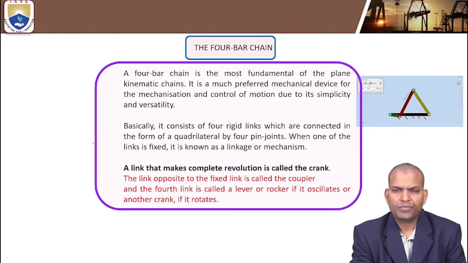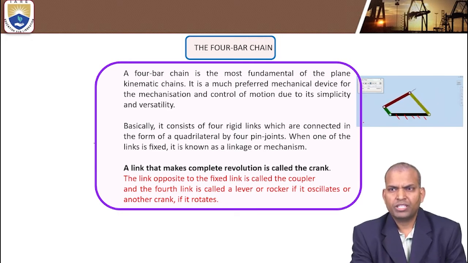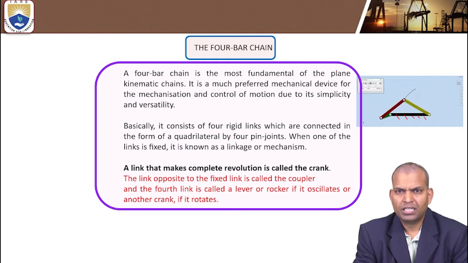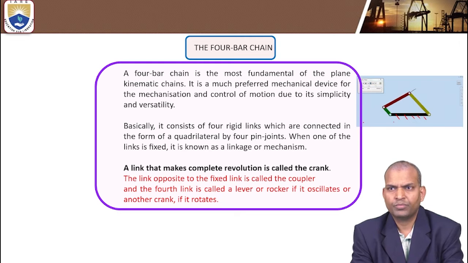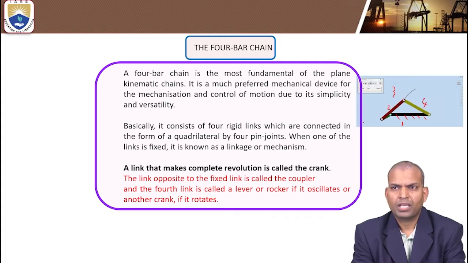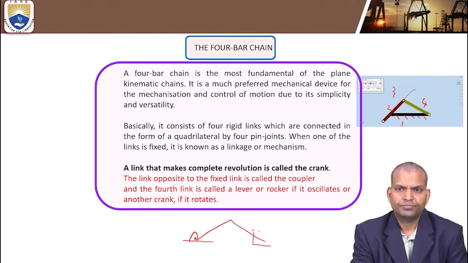Very, very important. When this 4-bar chain has 4 turning pairs, one of the turning pairs, or one of the links, is replaced. Suppose it's link 1, and link 2, link 3, and link 4. If link 4 is replaced by a slider, then it is known as a single slider crank mechanism.